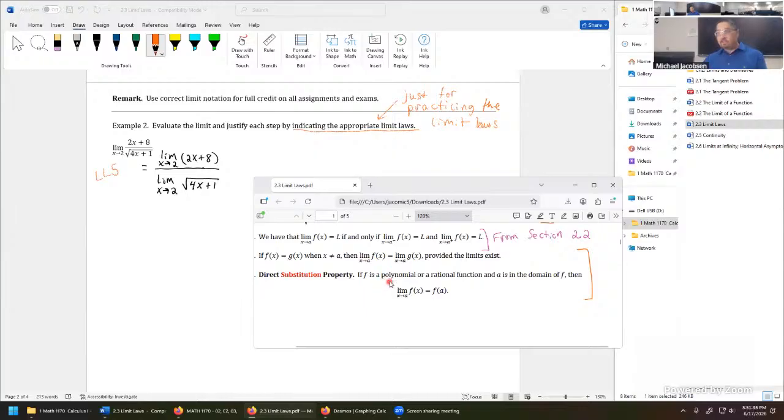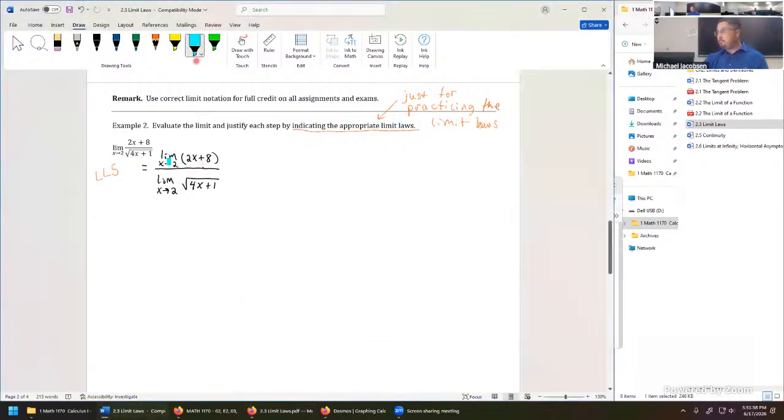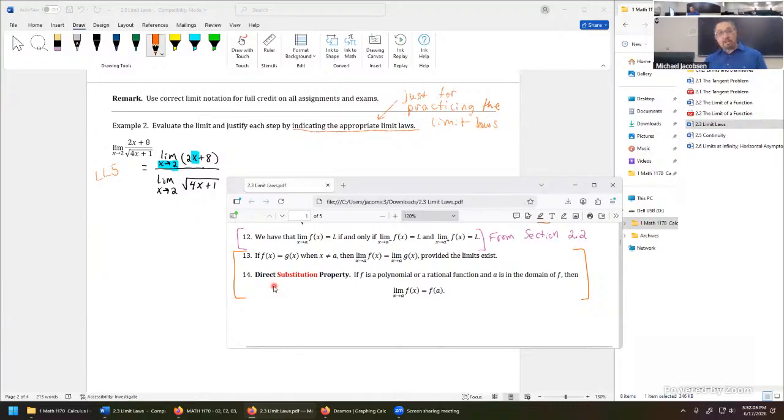So if the function's a polynomial, and that one's a polynomial, degree 1 linear, the direct substitution property says all you need to do to evaluate this limit is take wherever x is heading towards, plug it in for what x is. So we're just going to plug in the value of 2 in for x. So take this entire thing, x tending towards 2, plug it in for x. This is our amazing property number 14, direct substitution. So we'll call this a step of limit law 14.